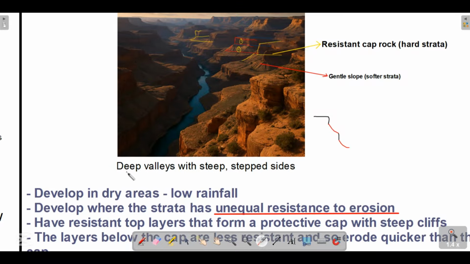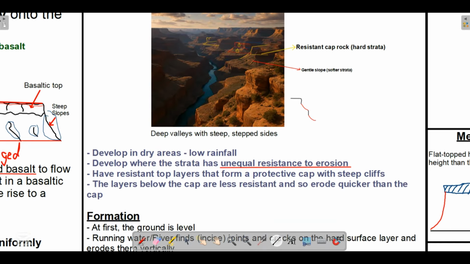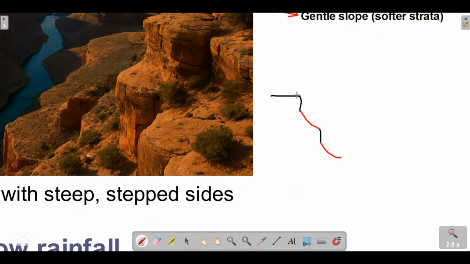Quite easy, guys. It has deep valleys with steep, stepped sides. So that is a canyon landscape. As I said, it has resistant top layers that form a protective cap with steep cliffs. A cliff, guys, is that resistant rock that forms a face. It's a vertical landform like that. So that is, for an example, a cliff. This is your cliff. It forms that cap rock. Remember, these are horizontal layers.